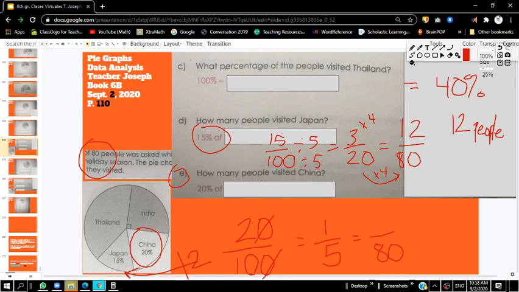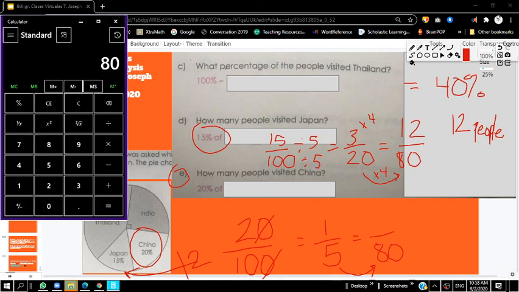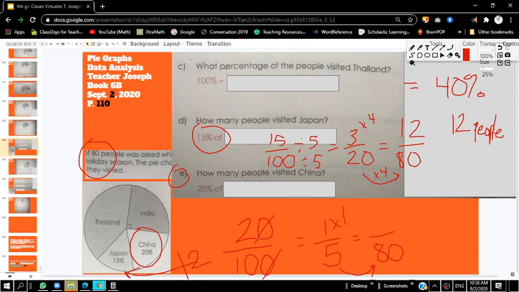So last time I actually, I think I multiplied by 100. We're not going to do that. All right? 5 times what number equals 80? Well, let's divide 80 divided by 5, 16. So I'm going to actually multiply 1 times 16 and get 16. So it should be 16 people visited China.